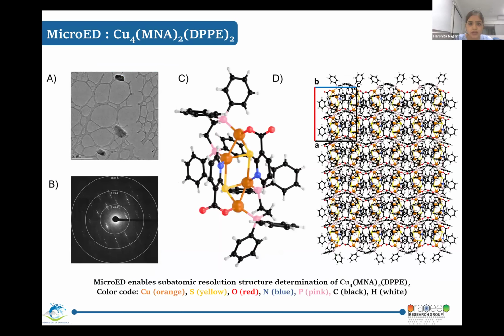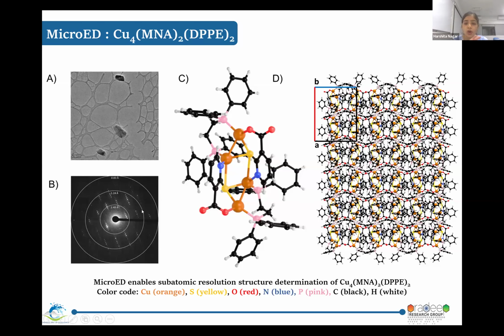So we started our investigation with the first cluster, that is copper 4 protected with mercaptonicotinic acid and diphenylphosphinoethane. With this cluster, we wanted to see the reliability of micro-ED for accurate structure determination of these nanoclusters, to validate the micro-ED result against that of single crystal XRD. These are the TEM images of the microcrystals of this nanocluster.